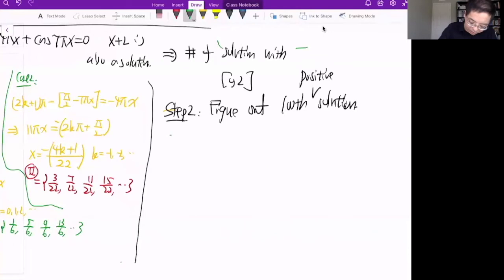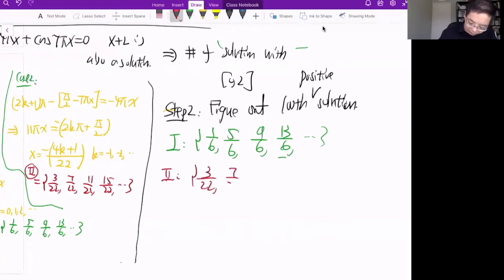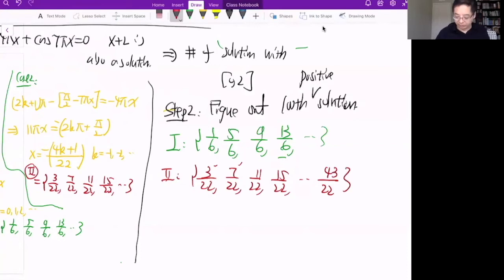Okay, now let me draw. Before that, let's recall I have these two classes of solutions. So 1 over 6, 5 over 6, 9 over 6, 13 over 6. This one already goes beyond 2, so we don't really consider it. And the second class of solutions starts from 3 over 22, 7 over 22, 11 over 22, 15 over 22. What is the last one before 2? That is 43 over 22, because the remainder has to be 3 when divided by 4. It goes on and on, but we just need to stop right here.